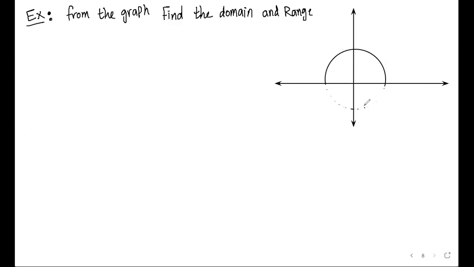So what is the domain, or what is the range? Suppose this point here is -2, and this point here is 2. Why? Because the radius is the same, 2, 2, -2. Now, who will give me the domain for this function? What is the domain? -2 to 2.